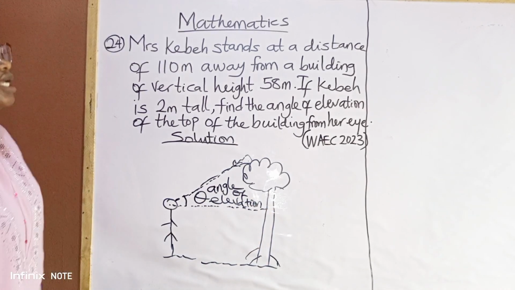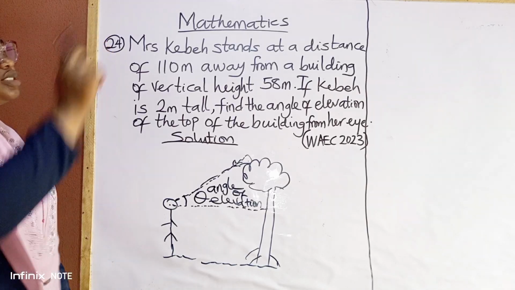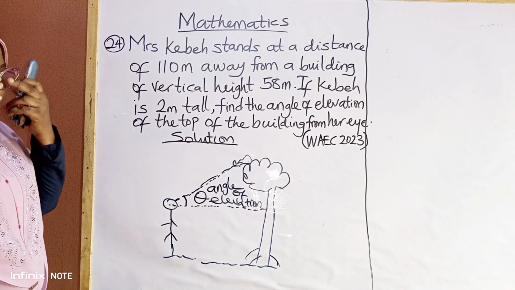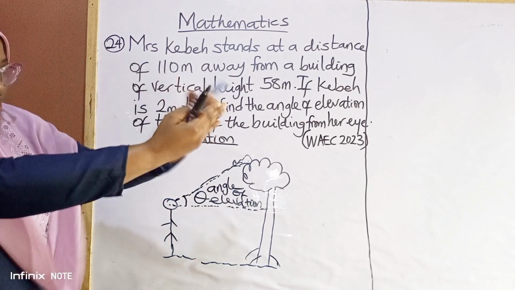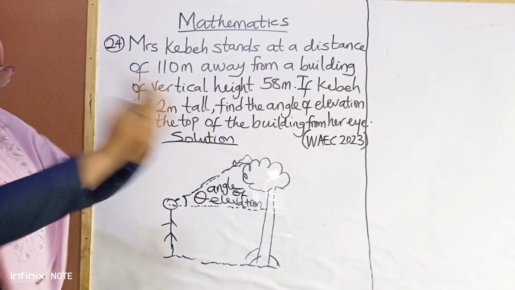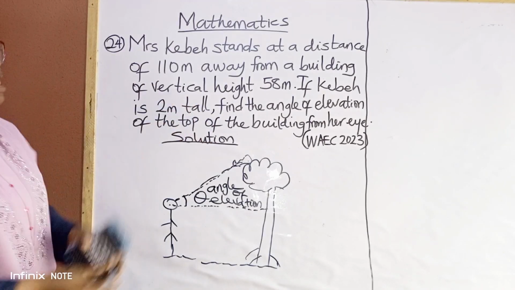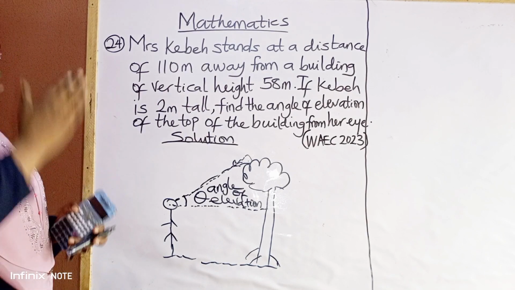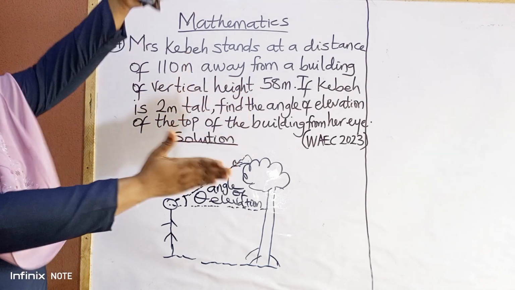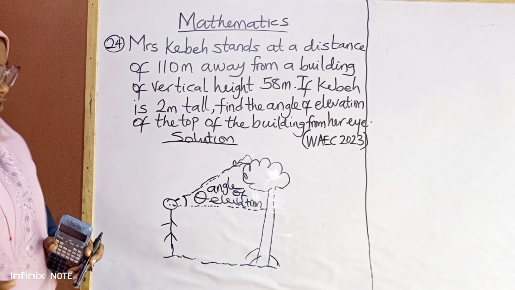Somebody standing, then looking up to look at something. So normally this is where the eye is looking at. Now looking up, the angle between here and here, that is angle of elevation.